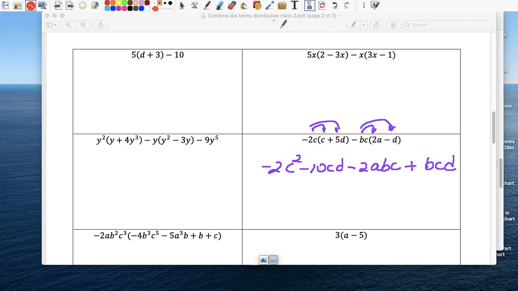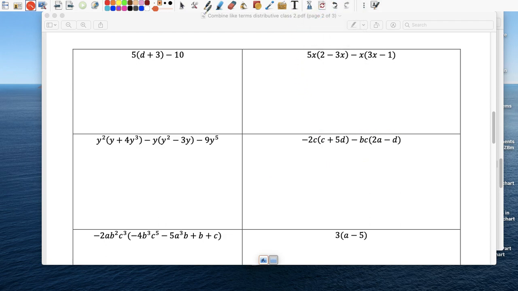Do we have anything we can combine? No, because this is a c squared, this is a cd, this is an abc, and this is a bcd. Nothing to combine. Good.